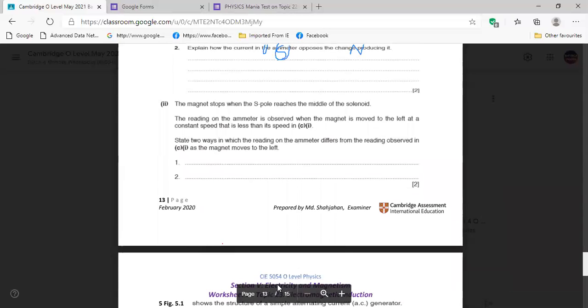Then this part. The magnet stops when the S pole reaches the middle of the solenoid. The reading on the ammeter is observed when the magnet is moved to the left at a constant speed that is less than its speed in C1. In C1, state two ways in which the reading on the ammeter differs from the reading observed in C1 as the magnet moves to the left.